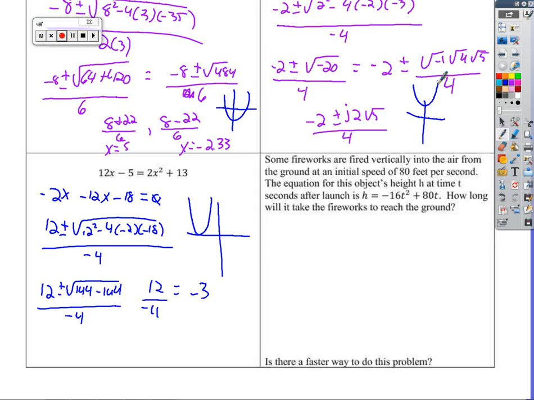Alrighty, so word problem here. Some fireworks are fired vertically into the air from the ground at an initial speed of 80 feet per second. The equation for the object's height at time t of launch is negative 16t squared plus 80t. How long will it take the fireworks to reach the ground? Well, this here is a quadratic equation. Some of you might be tempted to say, hey, wait a minute, this here is just going to make an arc, and why don't I just find the vertex and go halfway?